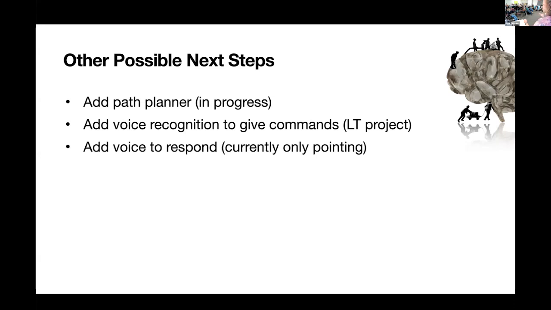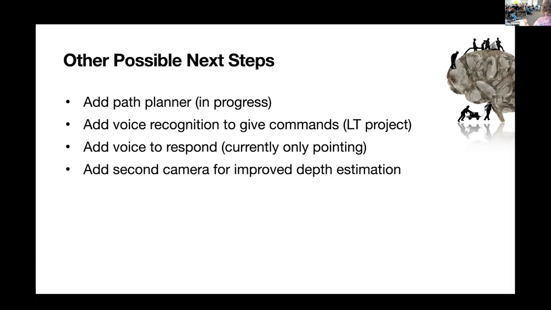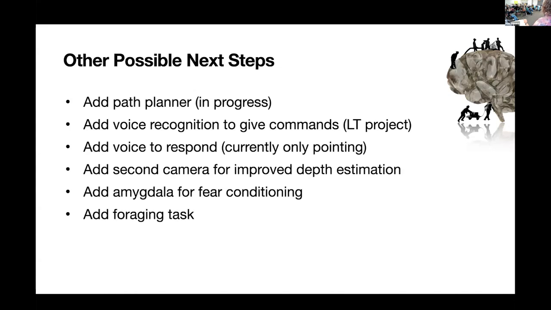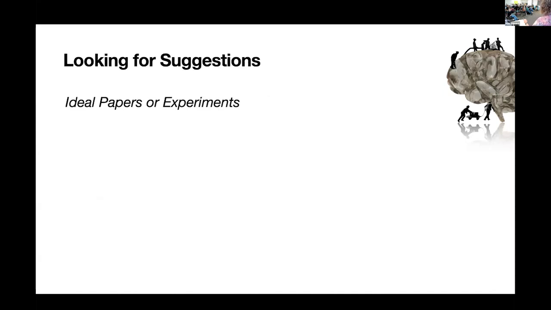Similarly, we could have it reply with voice as opposed to making sounds, instead of drawing with its arm. Adding a second camera for improved depth estimation. Adding an amygdala for fear conditioning, right? We've done a bunch of work on fear conditioning, so it's kind of a model we have sitting in our back pocket. That might be an interesting one. Adding a foraging task. This is good for capturing probabilistic representations and exploiting them in some interesting manner. And maybe other things, right? Which is what I was hoping we'd be able to talk about.